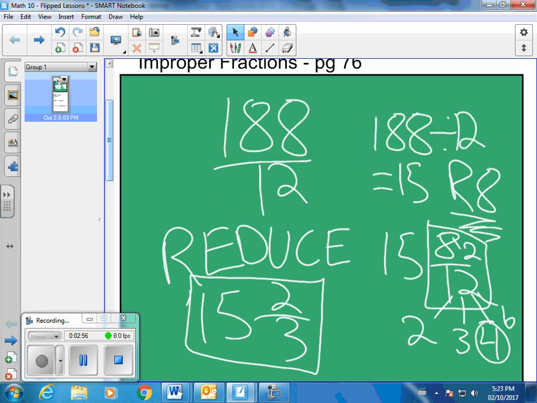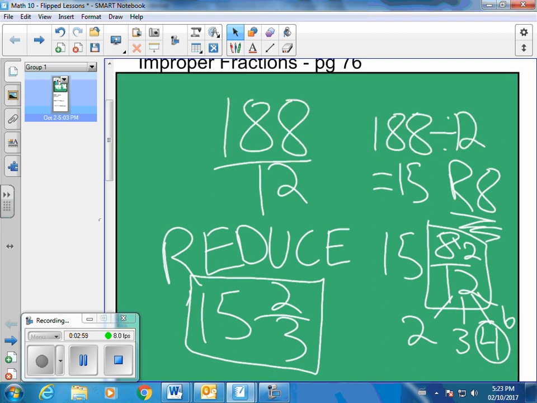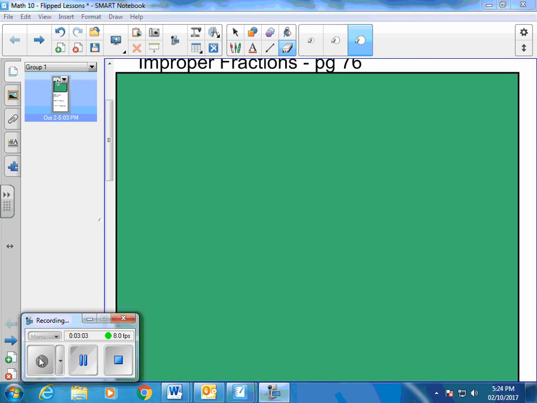Oop. It's not going to work, is it? So, clear off our board.